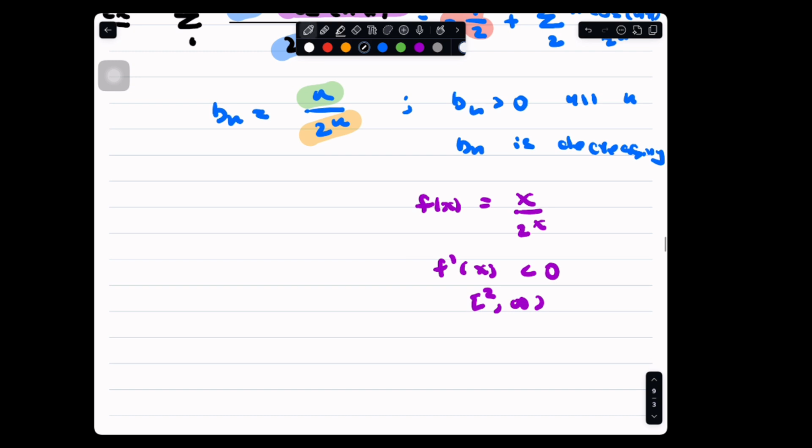All right, we got to take now the limit now. Is that true? The limit of what? Bn is the limit of n over 2 to the n.